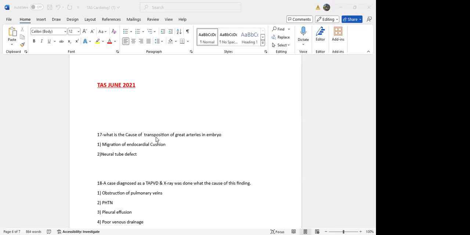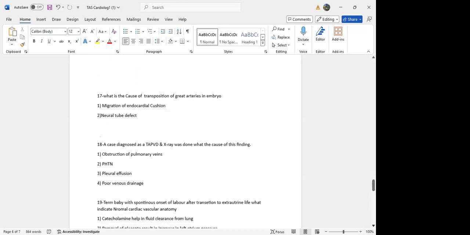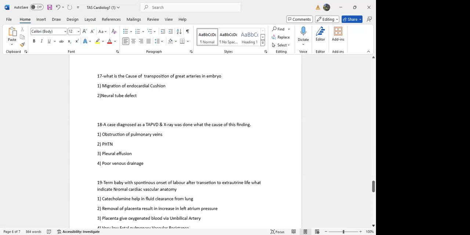Okay, a case of diagnosis TAPVR, total anomalous pulmonary venous return, या फिर total anomalous pulmonary venous drainage. The thing is same. X-ray was done. What's the cause of this finding? So why is the X-ray so flooded or plethoric? So they are asking about the cause of it. So what is the cause in this scenario? It is the obstruction of the pulmonary veins.